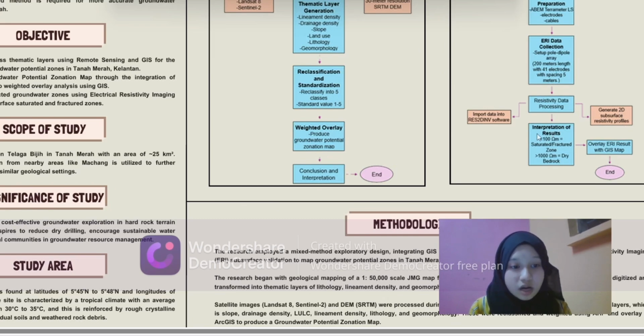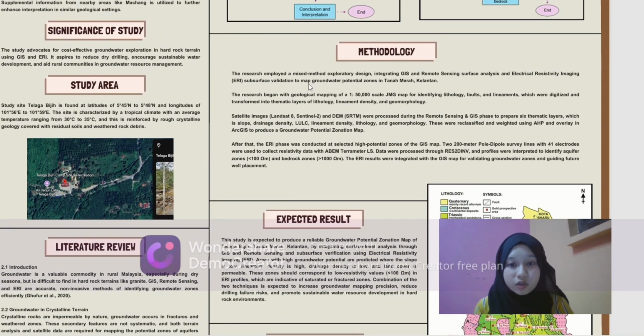After that, we have to interpret our result, where less than 100 ohm-meters is for saturated or fracture zones and more than 1000 ohm-meters is for dry bedrock. And then we have to overlay our result with the GIS map. So next, we will move to the methodology.